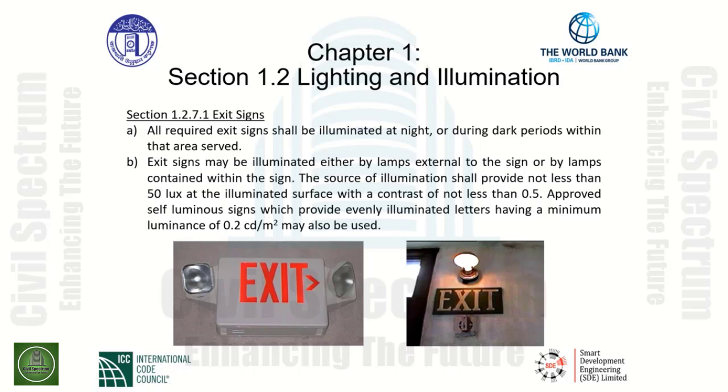Approved self-luminous signs which provide evenly illuminated letters having a minimum illuminance of 0.2 candela per square meter may also be used. Exit signs are important such that the occupants of the building can see the way to the exit and get out of the building safely in the event of power outages and dark conditions within the building.